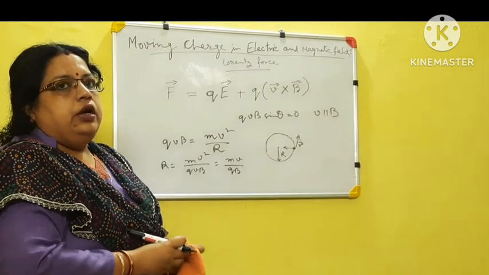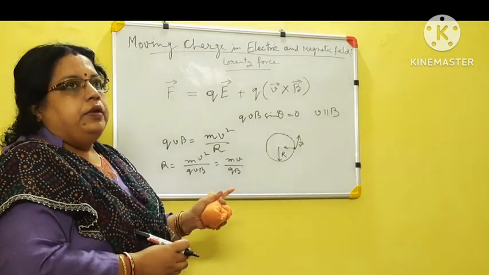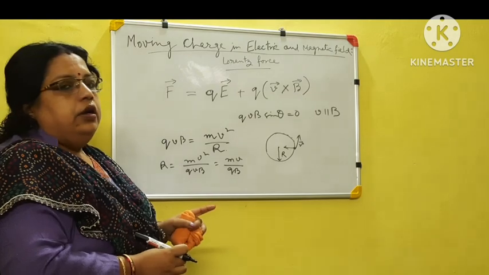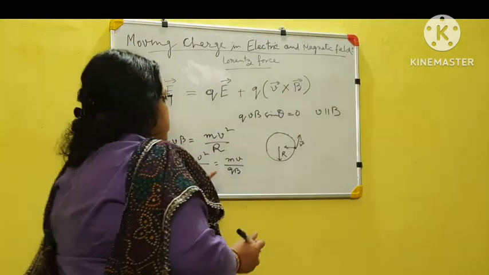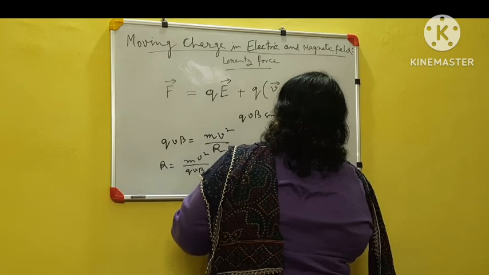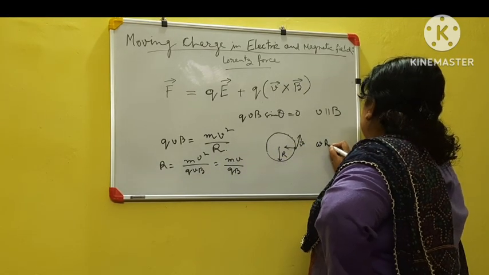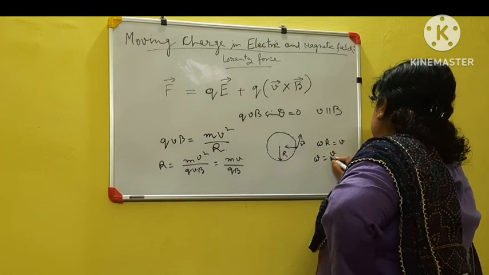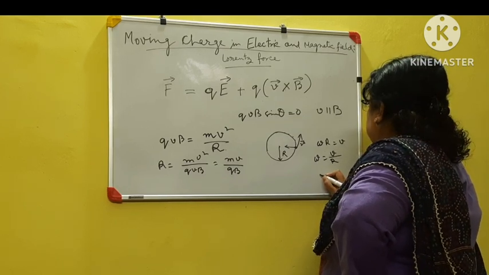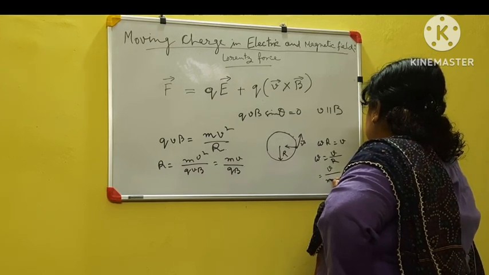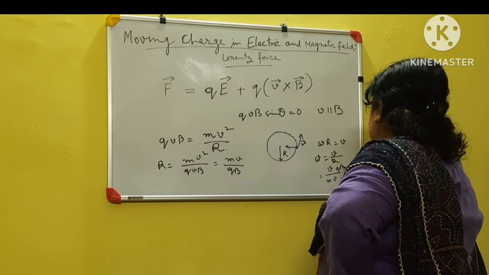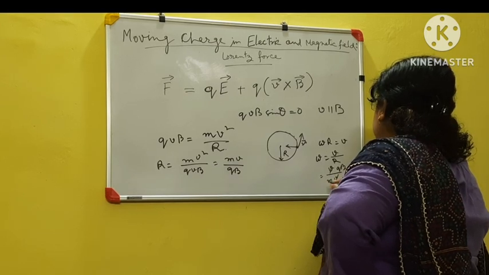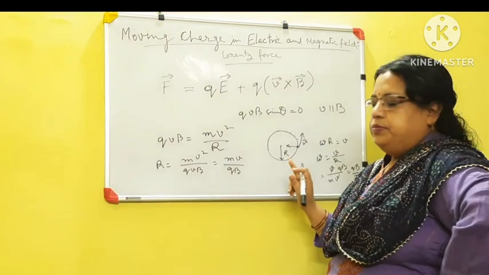Okay, now from this, v is equal to r omega we know, and we can calculate the angular velocity omega of the charged particle. r omega is equal to v, or omega is equal to v by r. So that means omega equals qB by m. That will be the angular frequency of the charged particle.